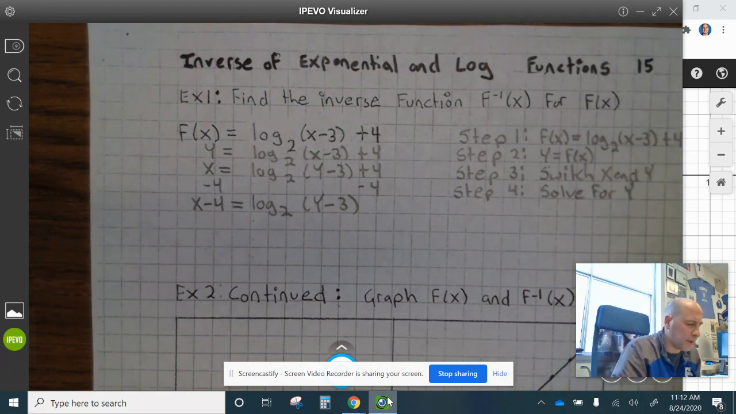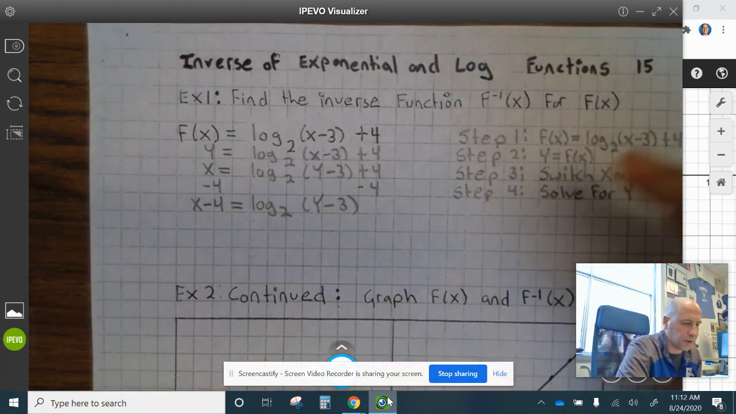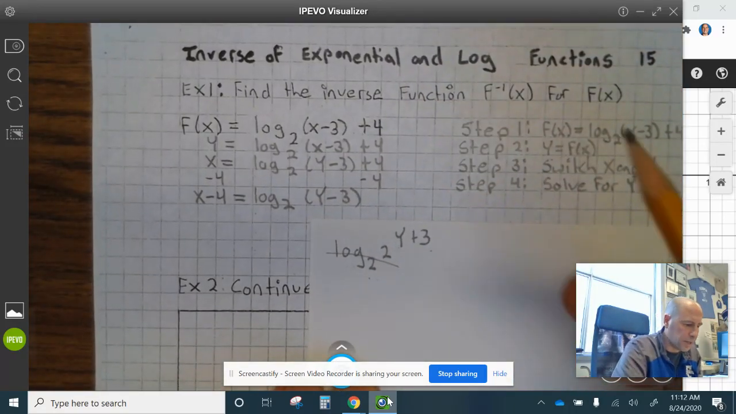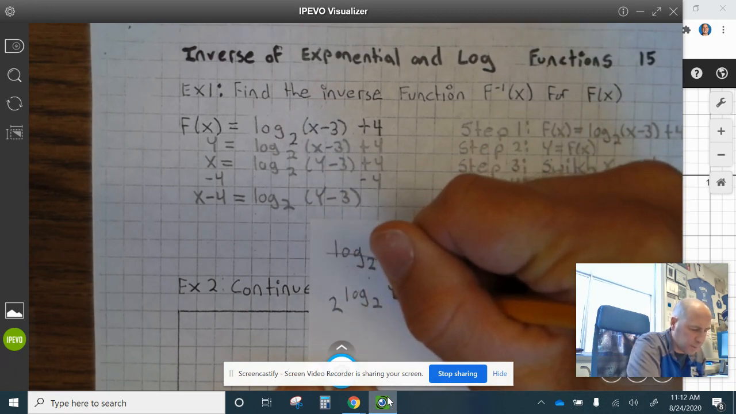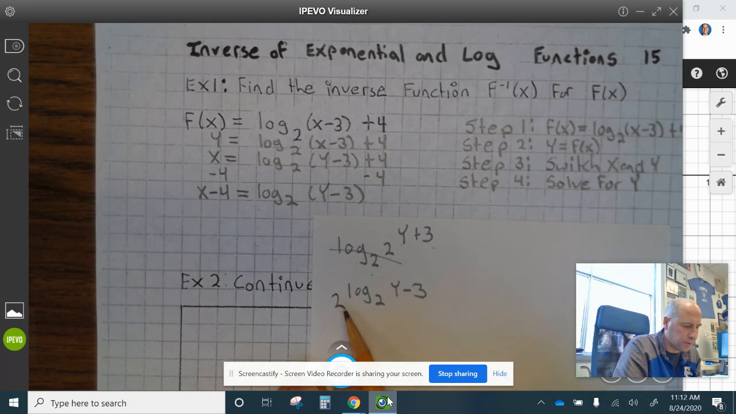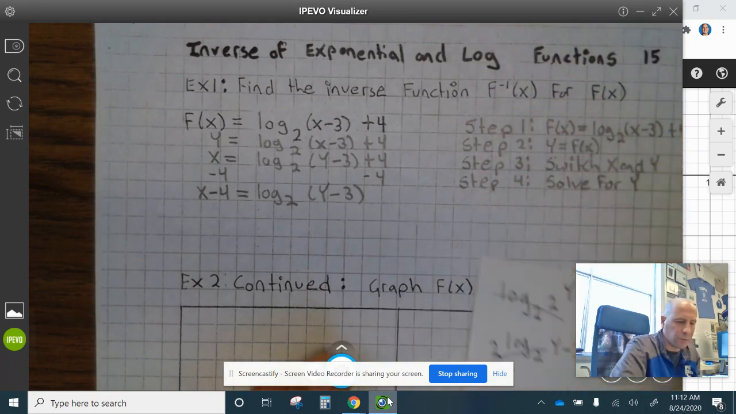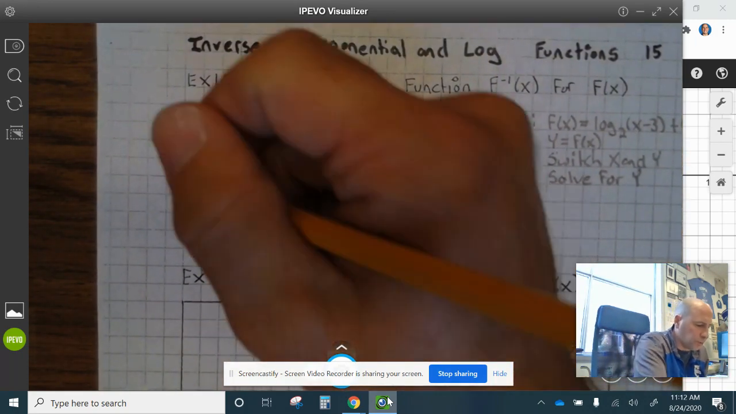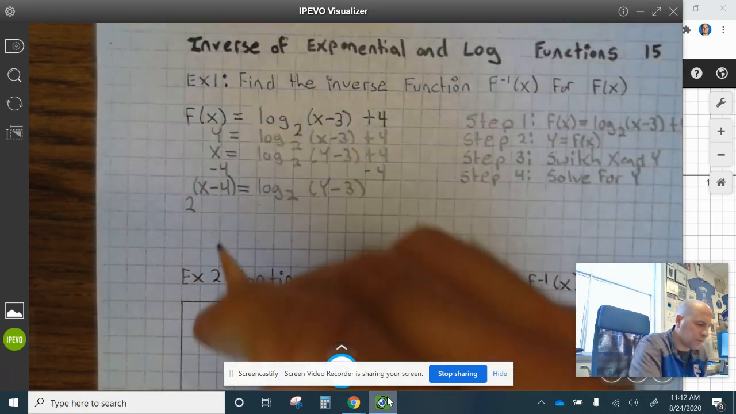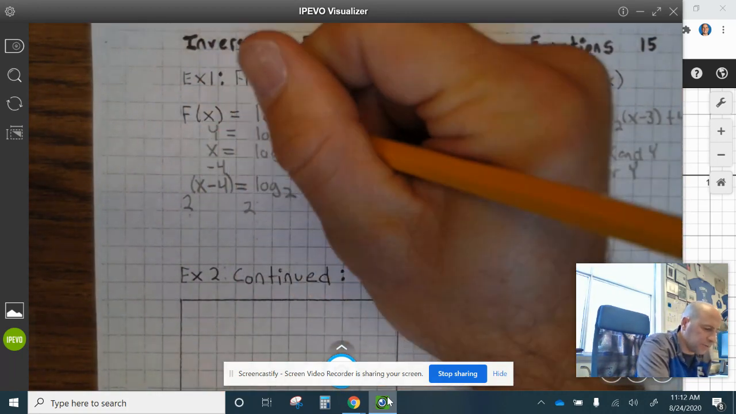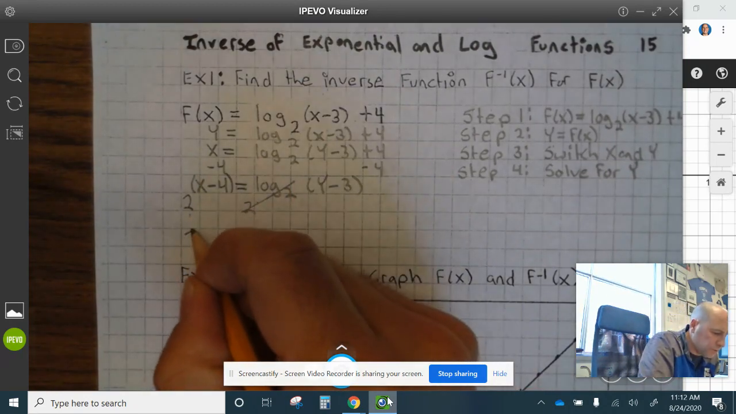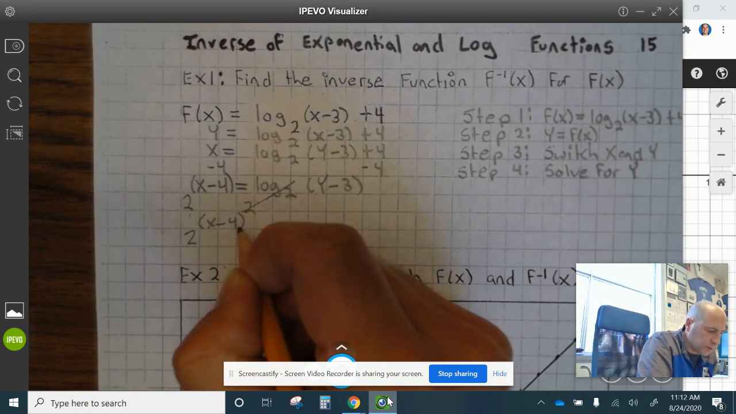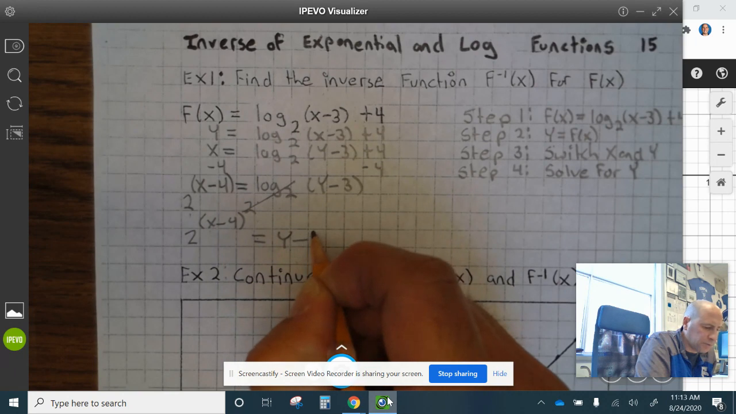Now, in the previous example, what we did is do log of both sides. But here, in this case, we're going to raise 2 to the log base 2 of y minus 3. And what happens is that when you raise a log base 2 by 2, that goes away and you're left with y minus 3. Okay? But remember, what we do to one side, we have to do to the other. So we're going to raise this base of 2 and then this base of 2. Okay? So then this goes away. We're left with 2 raised to x minus 4 equals y minus 3.